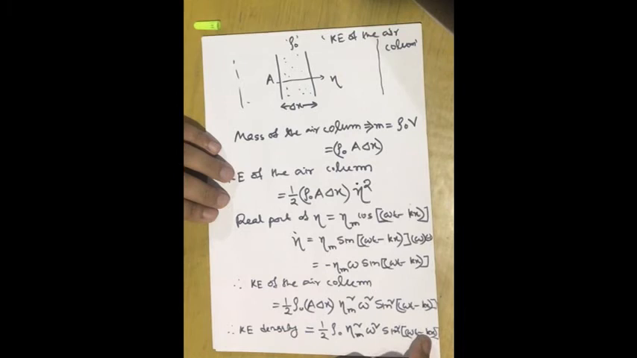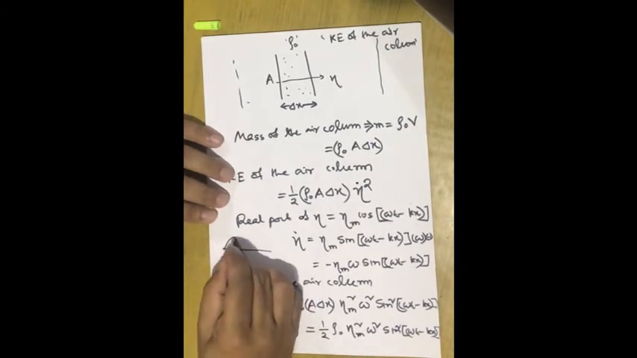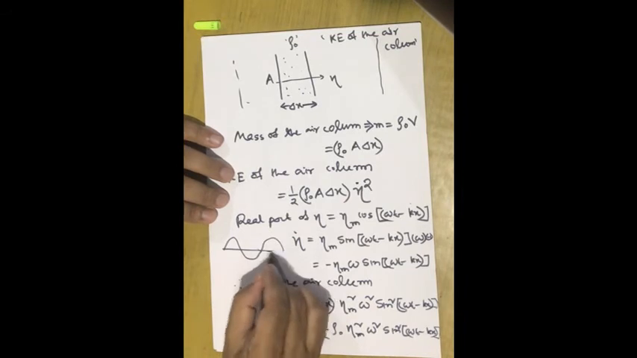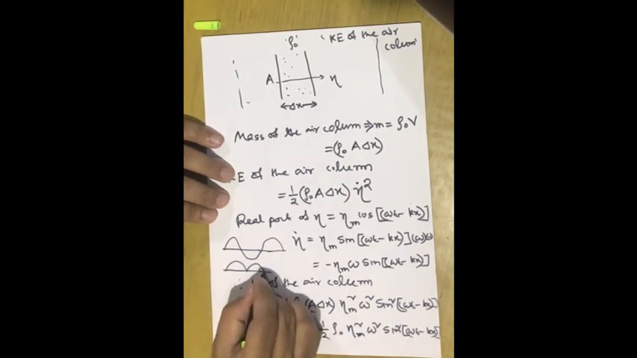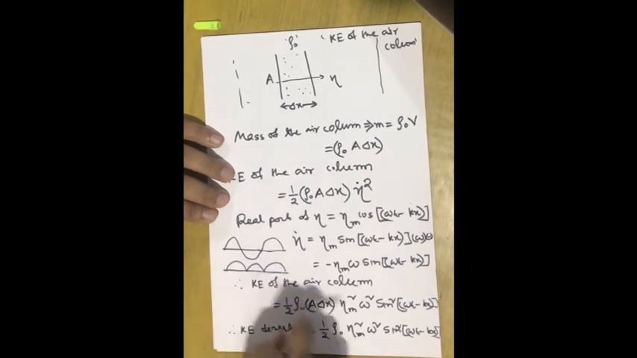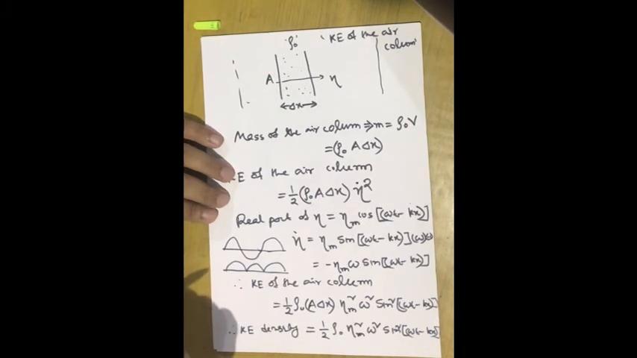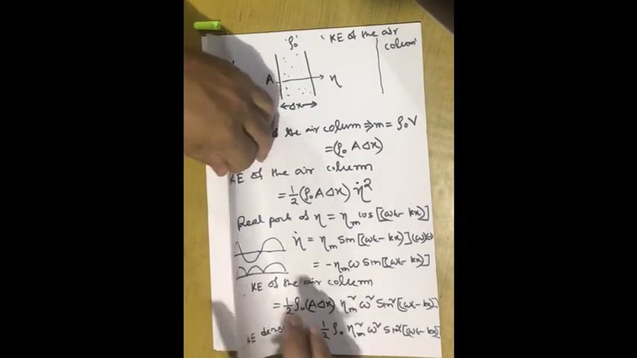It's a sinusoidal function, but since there is a square, we have to take only the positive part of the sinusoidal function. With sine square (omega t minus kx), it will be just the positive part. What we are interested in here is to find the average value of the kinetic energy density, because nobody is interested in the time variation of the kinetic energy. When we measure the energy of a wave, it is the average value of the energy, the time average basically. So here we are going to find the average value of the kinetic energy density.